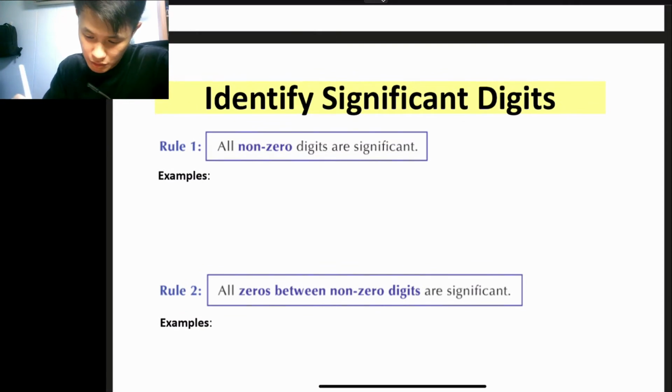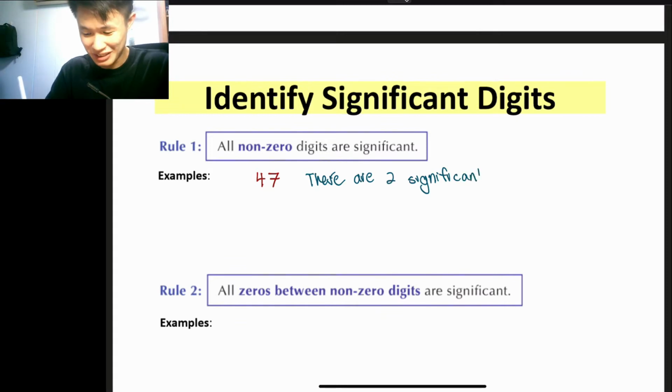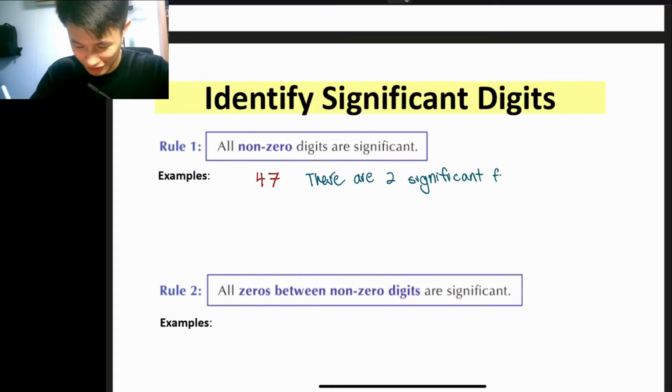Some examples here: let's say I have 47. Both numbers are significant, so in this case, there are 2 significant figures. Why 2? Because there are 2 numbers. So if you are thinking why is there 2, it's just because they have 2 numbers.